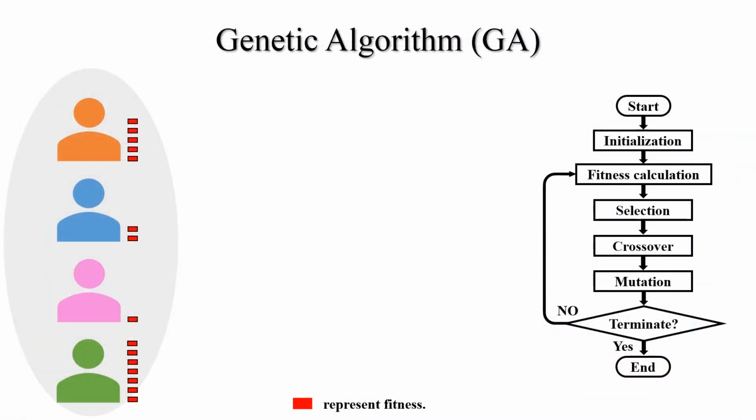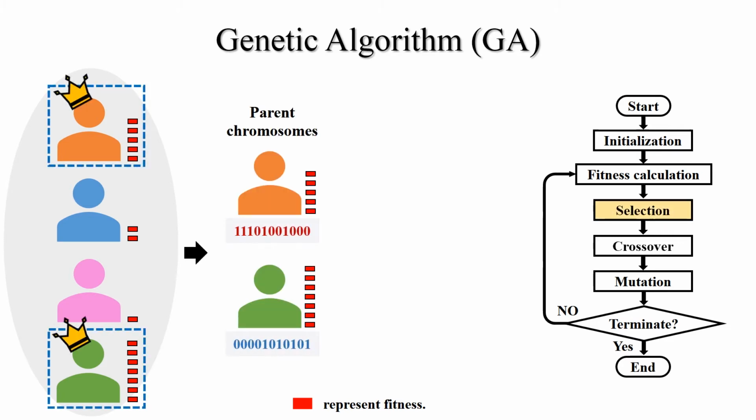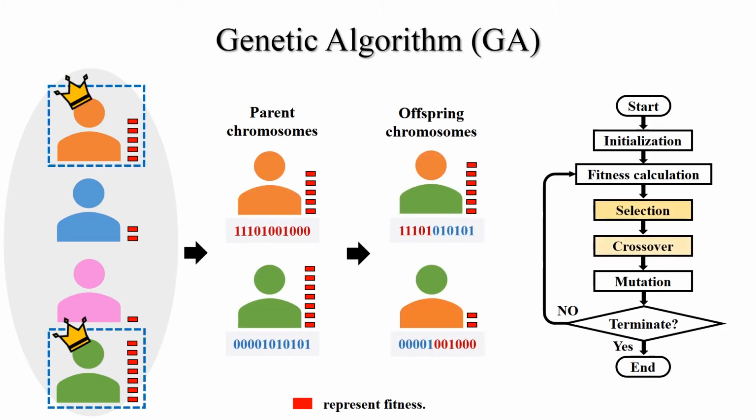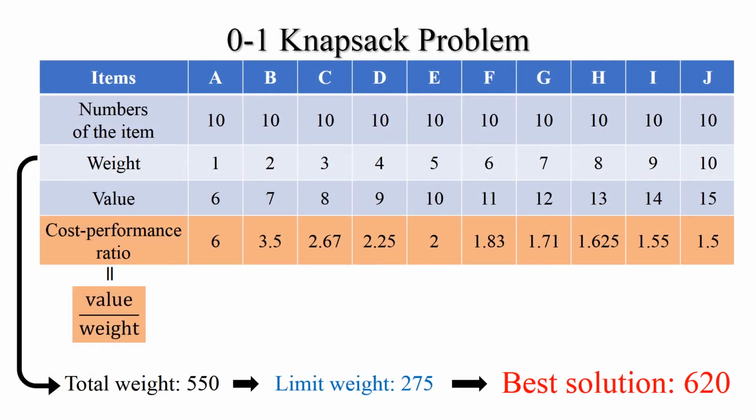GA's evaluation way is to select the best parent chromosomes, then do the crossover to produce the offspring chromosomes and try to find a better solution. For the convenience of demonstration, there are 10 kinds of items, and the number of each item is 10. The items' cost-performance ratio in the 0-1 knapsack problem goes from high to low, from left to right.